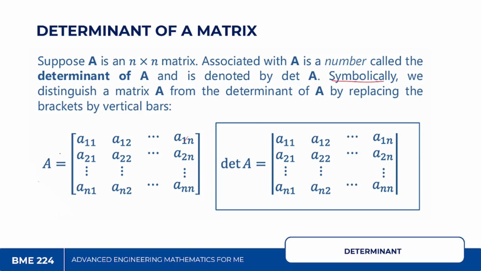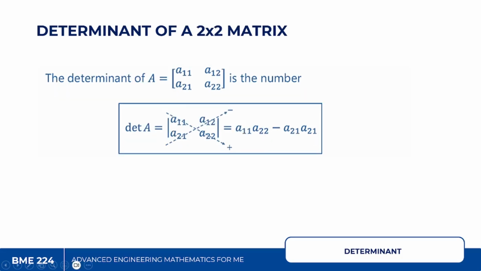Symbolically, from A in brackets, we will convert the brackets into vertical bars. That would symbolize that we are trying to evaluate the determinant of the matrix A. Now there are various methods on how you can solve for determinants, but for this video discussion, we'll discuss the basic ones first. Okay, first, if we are dealing with a 2 by 2 matrix.